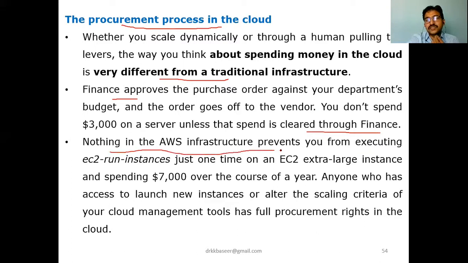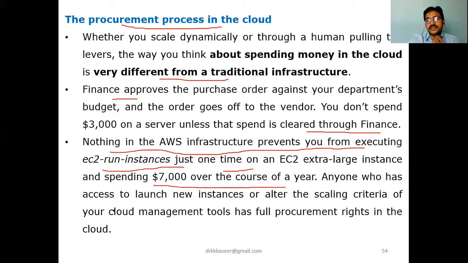Nothing in the AWS infrastructure prevents you from executing EC2 run instances. As we already have experience with AWS credits, if you leave the instances running without stopping them, the credits automatically go on, right? It is like purchasing with a credit card, or taking a membership on a credit card: once the membership expires after one year or one month, it is automatically debited from that credit card. Another good example is EMIs, right? An EC2 instance in the running state automatically requires spending of $7,000 over the course of a year.